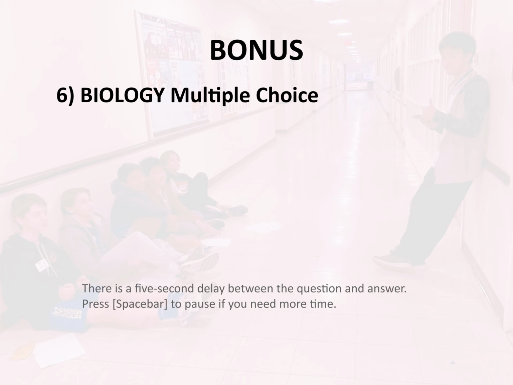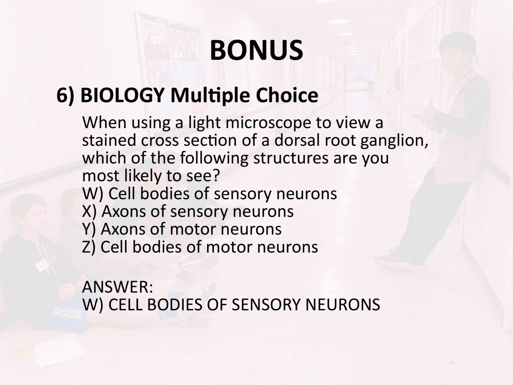Bonus 6. Biology. Multiple choice. When using a light microscope to view a stained cross-section of a dorsal root ganglion, which of the following structures are you most likely to see? W. Cell bodies of sensory neurons. X. Axons of sensory neurons. Y. Axons of motor neurons. Z. Cell bodies of motor neurons. Answer. W. Cell bodies of sensory neurons.